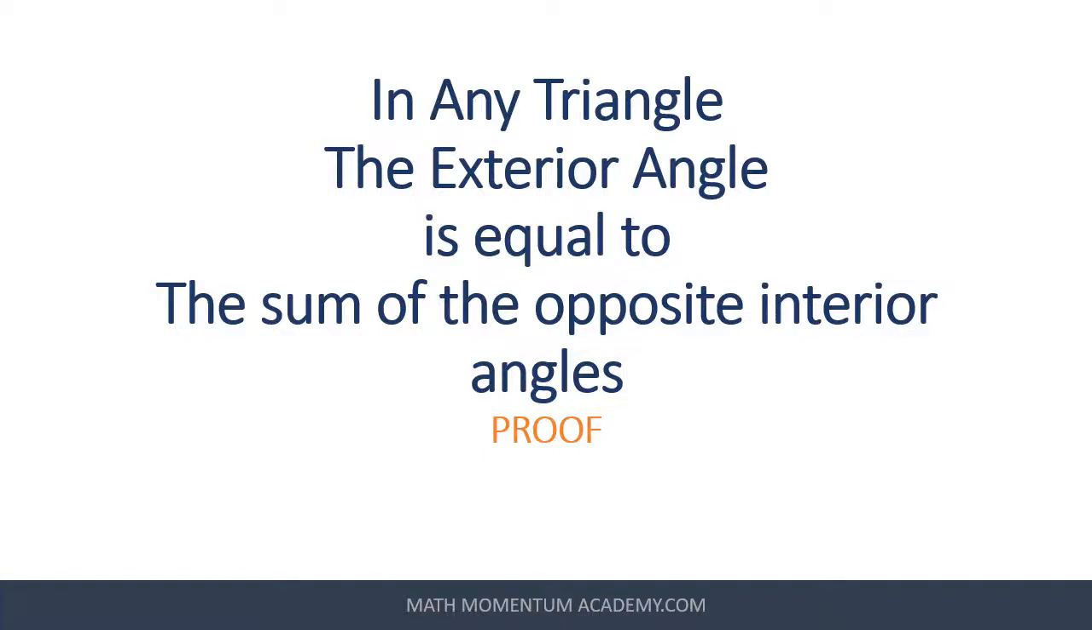In this geometry theorem proof, we are going to prove that in any triangle, the exterior angle is always equal to the sum of the opposite interior angles. As always, we want to outline the steps that we need to work through first.